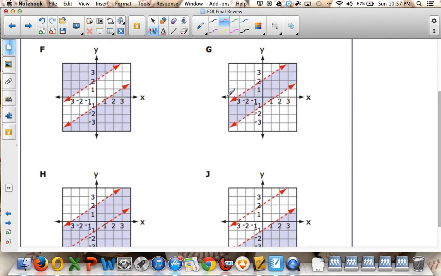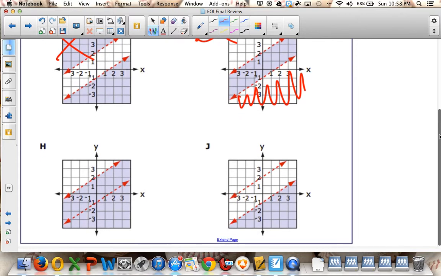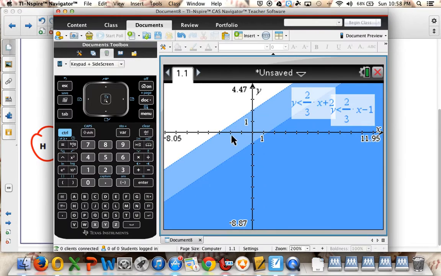It can't be G because there were some answers down here south of the second one, so it can't be G, and it can't be F. Can't be J because this line right here doesn't have any shading going on at all. So the only one it can be is H. Use that calculator that has a lot of capabilities to your advantage.